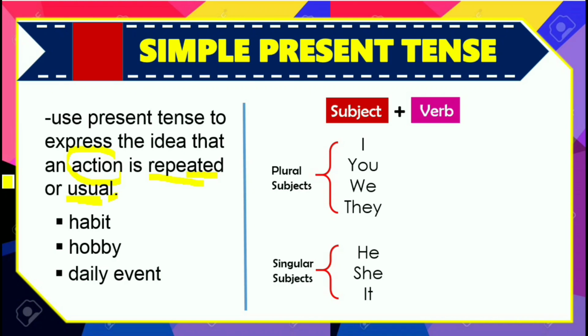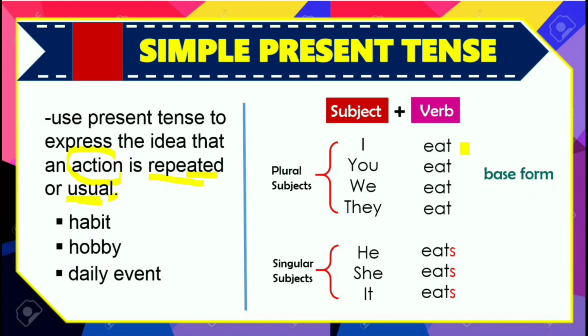Now, of course, in a sentence, again, we need to add a verb. So, a verb is an action word, like, for example, the verb eat. So, I eat, you eat, we eat, or they eat. For singular subjects, we say he eats, she eats, or it eats. For plural subjects, you take the base form of the verb.